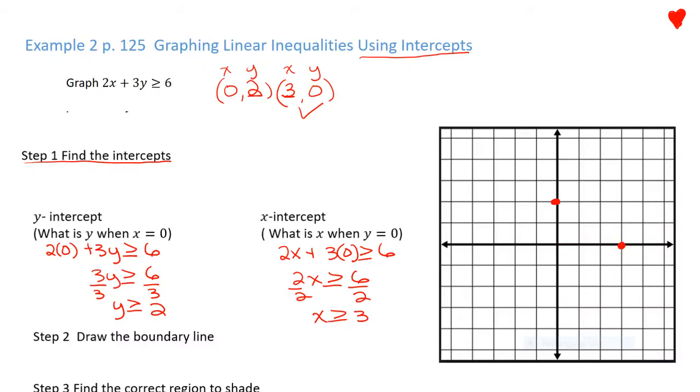All right. So now we have 2 points. So the next thing we want to do is notice what our inequality says. And our inequality says that it's greater than or equal. So that means this is going to be a solid line. So our boundary line is going to be a solid line. So I'm going to do my best to get a solid line. See if I can do that.